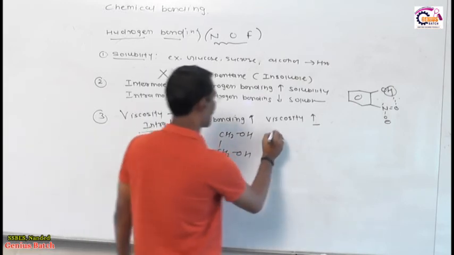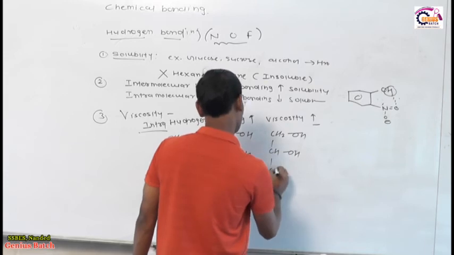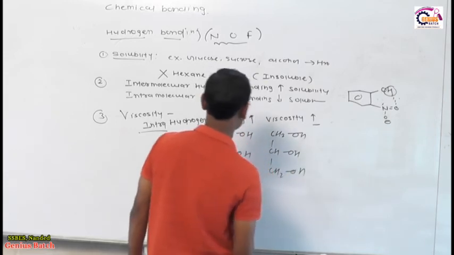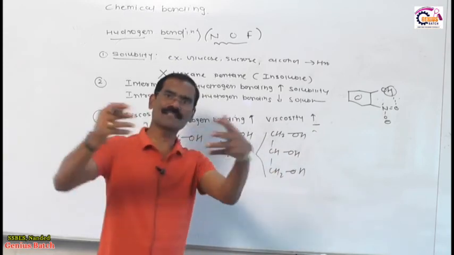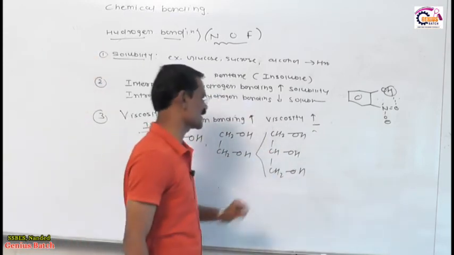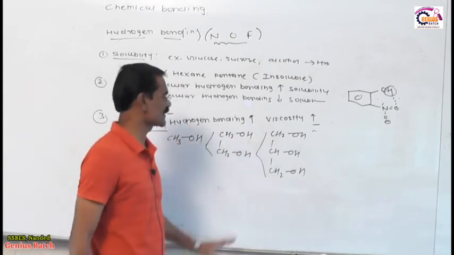another example, CH2OH, this is called glycol, and the final example is called glycerol. Okay, this is glycerol. सबसे ज़्यादा हाइड्रोजन बॉन्डिंग इसमें रहेगी क्योंकि 3 OH है, मतलब 3 OH हाइड्रोजन बॉन्डिंग करेगी. ज़्यादा विस्कोसिटी किसकी है? ग्लिसरॉल की. ग्लिसरॉल के बाद किसकी रहेगी? ग्लाइकॉल. उसके बाद किसकी रहेगी?